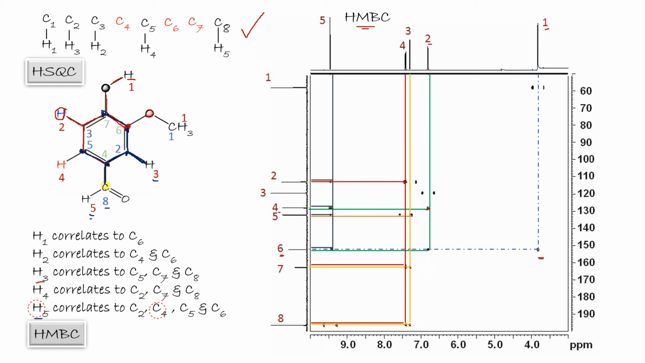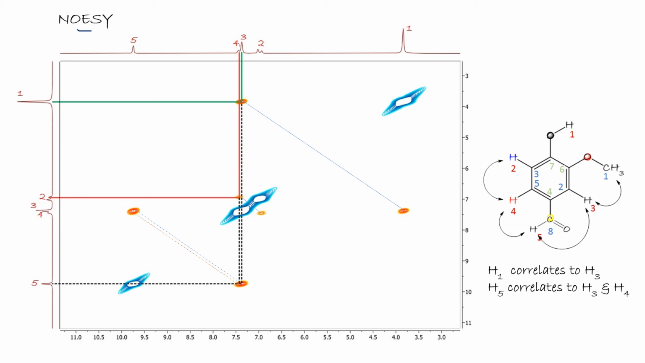From this data, we can assign that this is 4 quaternary, this is 6, and this is 7. From NOESY, now we know that the aldehyde H is connected to 2 and 5 and 4, so this must be 4. So the aldehyde is on carbon 4.